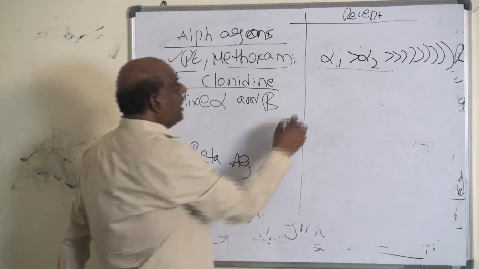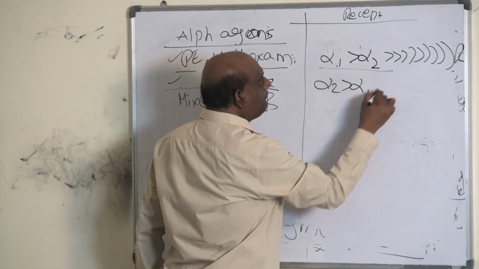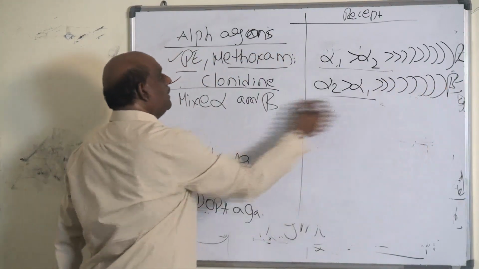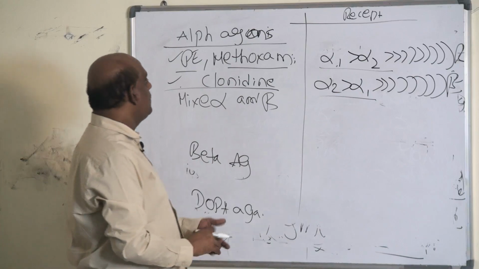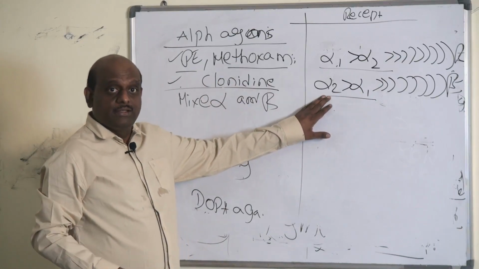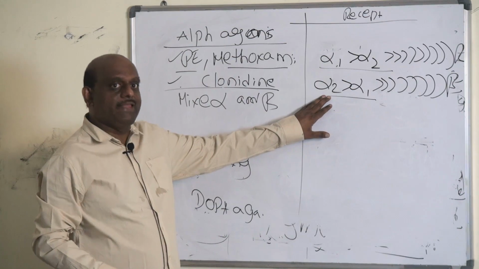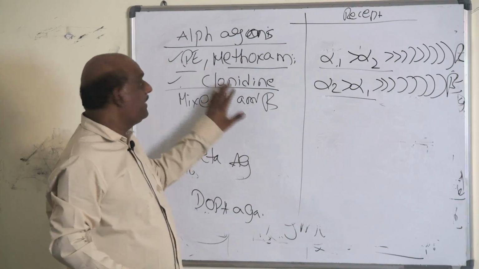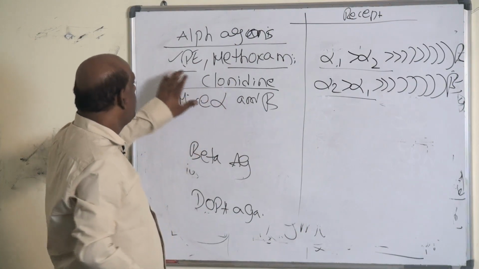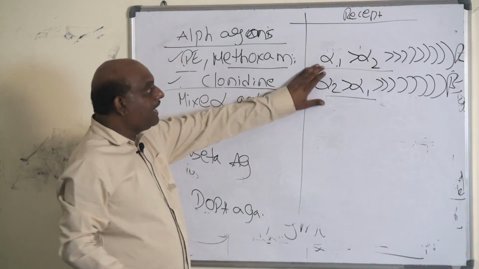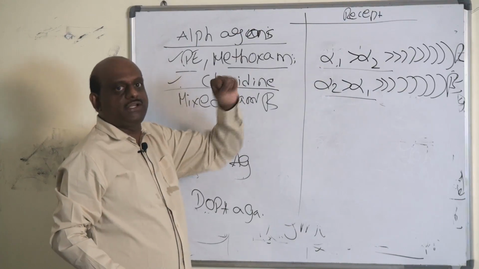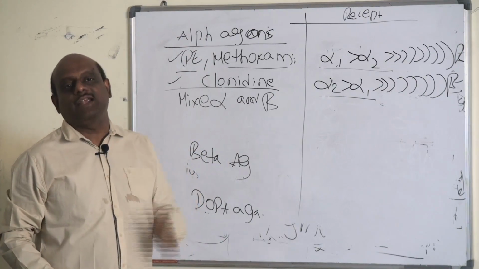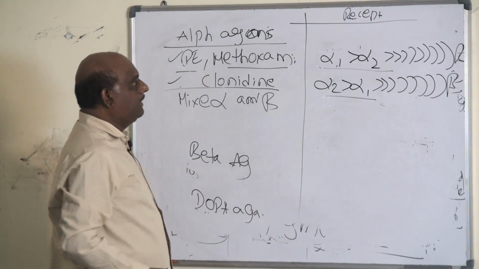Clonidine, alpha 2 is more than alpha 1, far more than beta. Since clonidine is an alpha 2 agonist, it leads to decreased sympathetic outflow, hence clonidine is used as an antihypertensive. Phenylephrine is an alpha 1 stimulant, hence vasoconstriction, hence used to decrease nasal congestion as a decongestant. That is what you need to remember.